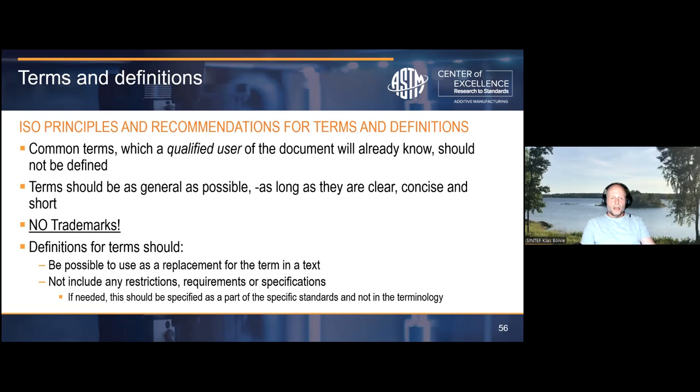I have set up a number of principles for terms and definitions. Common terms, which a qualified user of a document will already know, should not be defined. Terms should be as general as possible, as long as they are clear, concise, and short. There should be no trademarks. The definition of a term should be possible to use as a replacement for the term in the text, and not include any restriction or specification. If needed, this should be specified as a part of the standard terminology.